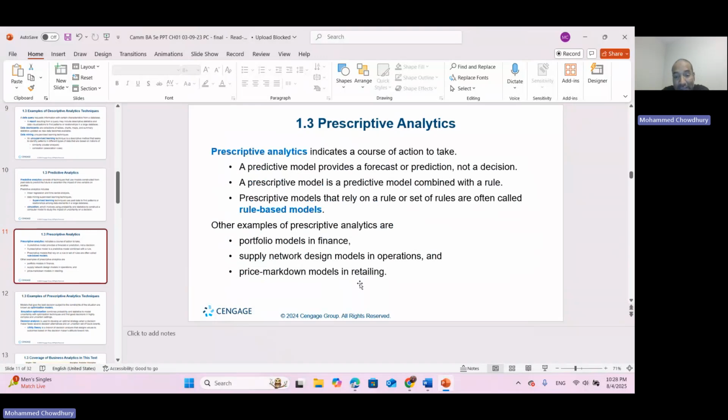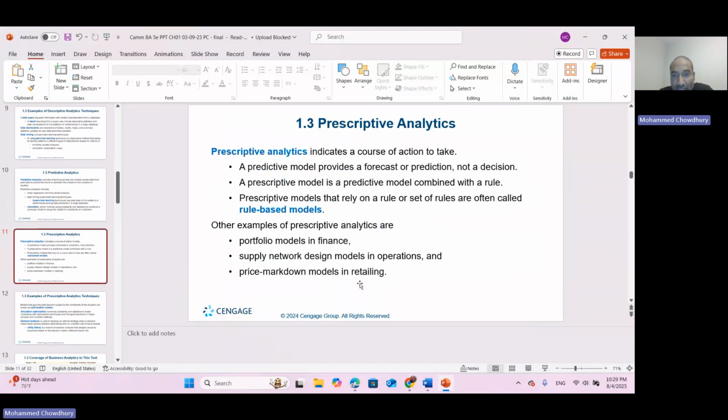And price markdown models in retailing. Price markdown models in retailing is also prescriptive analytics, because if there are three gas stations at an intersection, and one gas station is selling its gas at a low price, then the others will mark it down and also reduce it. Otherwise, most of the people will go to that gas station, and the others will not do good business. Okay, so price markdown models in retail selling are a kind of prescriptive analytics.